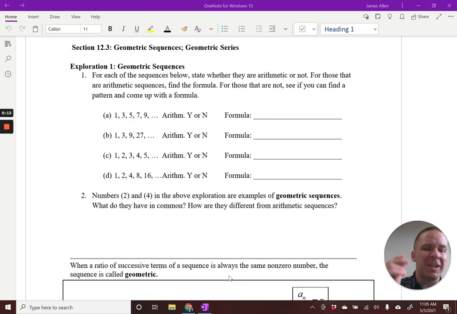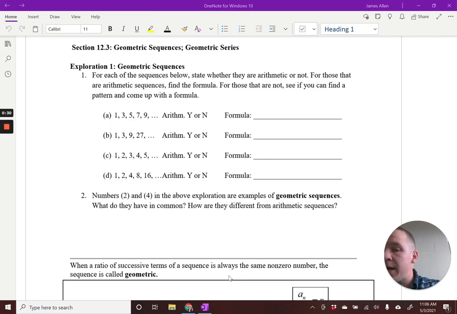So first off, we're going to do a little exploration, right? So get your compasses out because we're about to explore some new mathematical territory. Okay. We're going to try and find a formula for each one of these sequences below. Some of them may be arithmetic. Some of them might be something different.